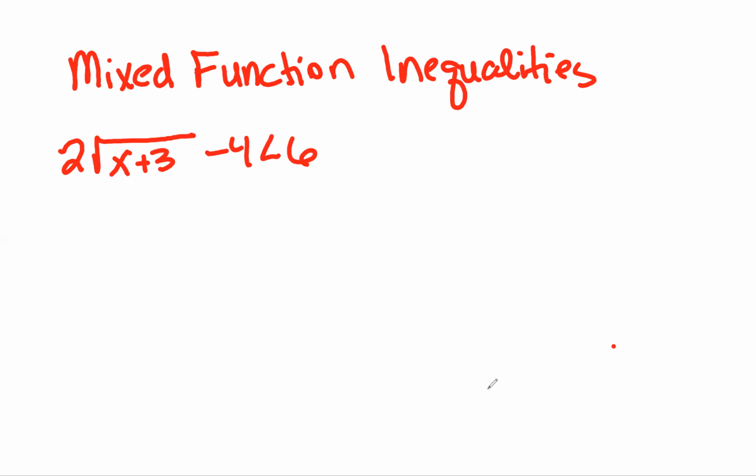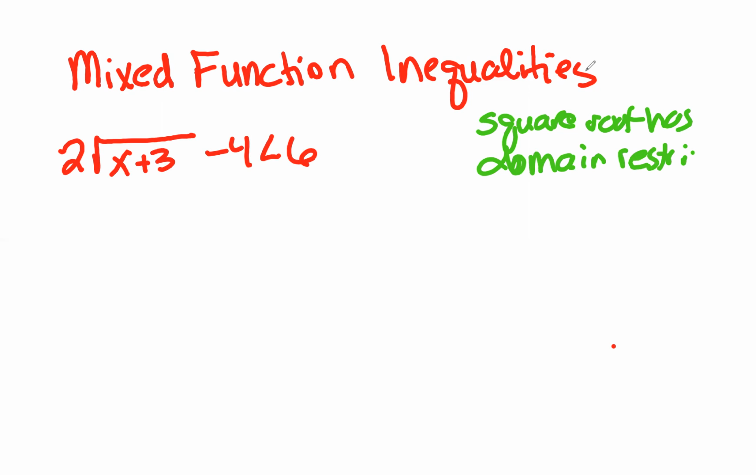Remember, as you do these problems, that a square root has a domain restriction. So make sure you're keeping your domain in mind when you're doing that. Begin the problem by thinking, what is my domain? And that would be x plus 3 is greater than or equal to 0. X is greater than or equal to negative 3.